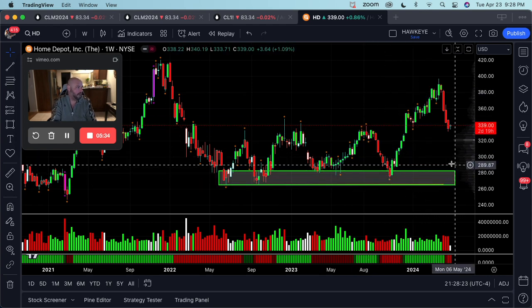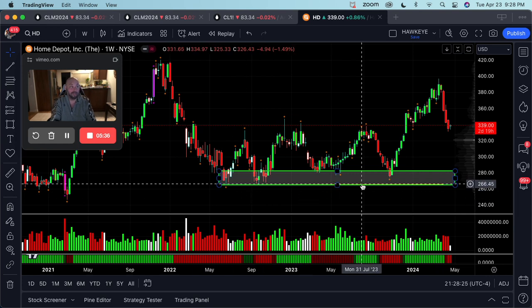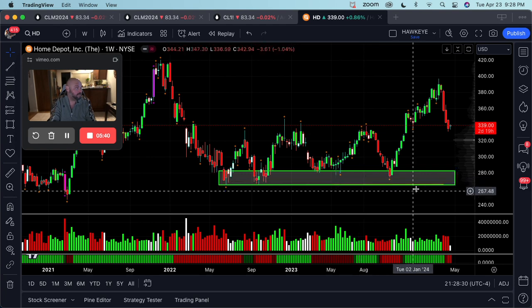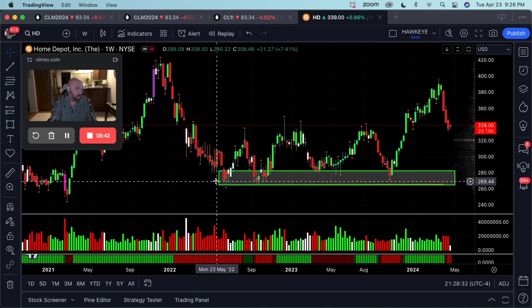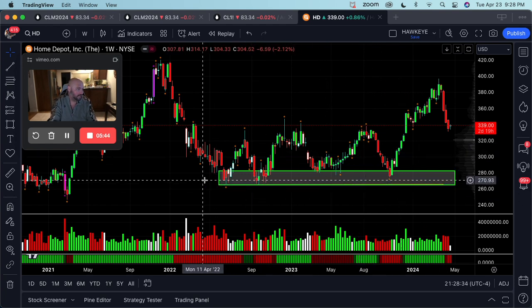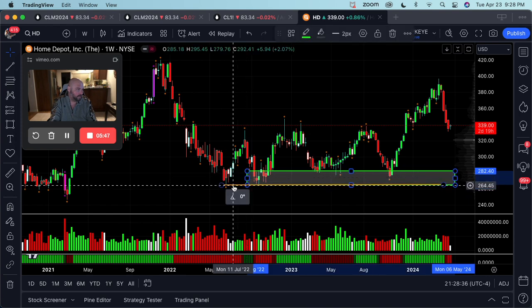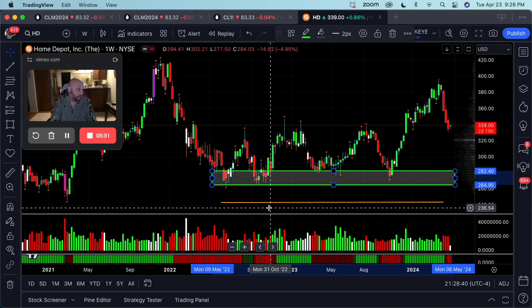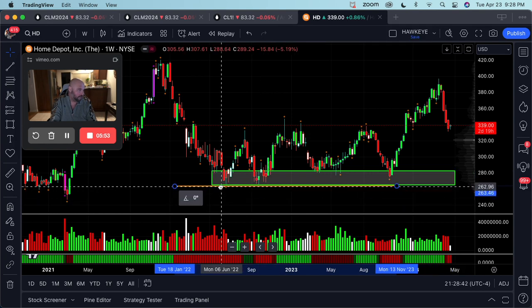So this is a viable level. This is a viable zone, rather, okay? It represents an area, whereas this line that is residing here at these lows would have just represented a level, a very specific level.